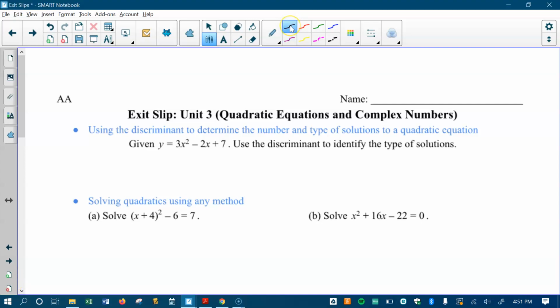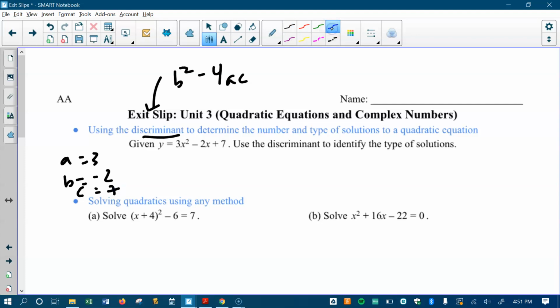Okay, here's the other one. This is going to cover 3 and 4. And we want the discriminant for this first one. The discriminant is b squared minus 4ac. So here a is 3, b is negative 2, c is 7. And I'm just going to plug them in.